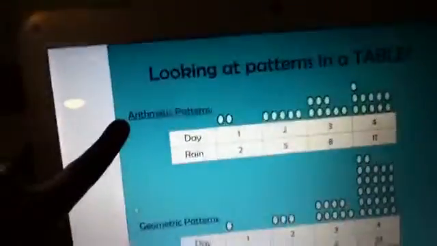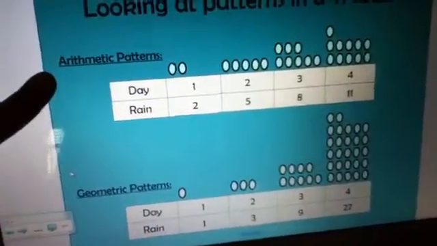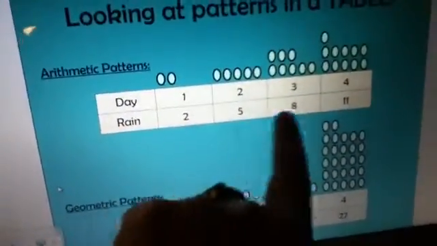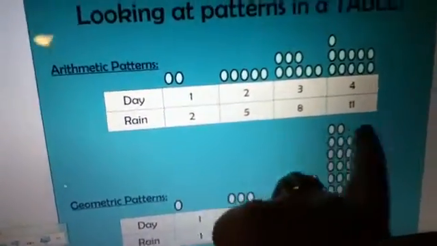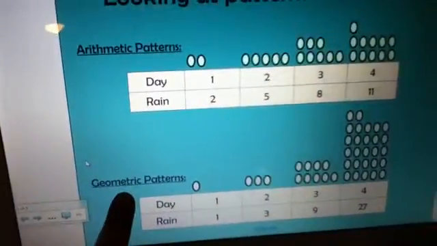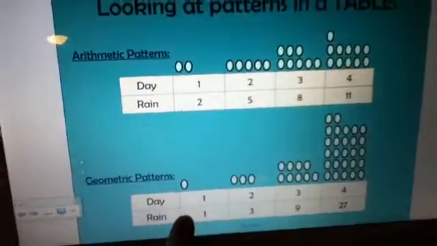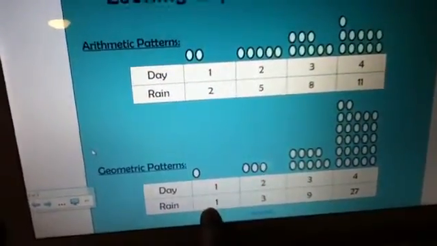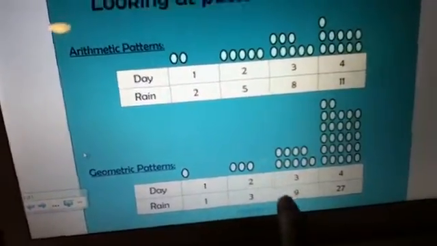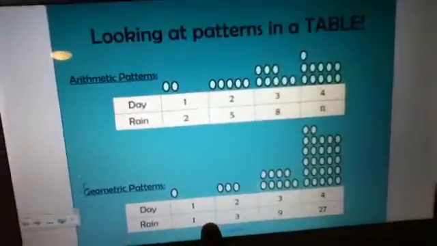So we have arithmetic patterns that are found by adding the common ratio found in the data. The common ratio we see here is 3. So for each day, we're adding 3 more raindrops to the amount we found the day before. In geometric patterns, instead of adding, we're multiplying the common ratio found. Here, we see that the common ratio is 3, so each day we multiply 3 more sets of raindrops to the number of raindrops we found the day before.